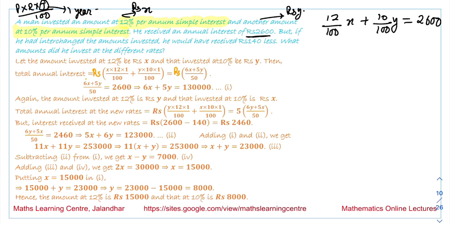Now if he interchanges the amounts, it means that at 12% he has invested rupees y, and at 10% he has invested rupees x.